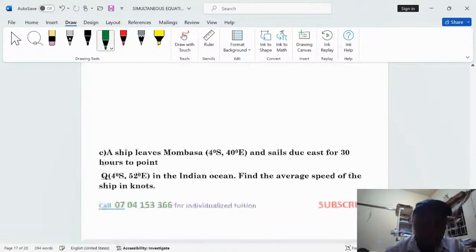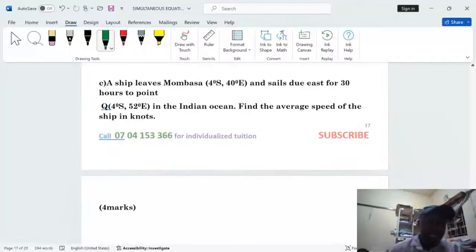To finish up, we have a part C here. C says that a ship leaves Mombasa 4 degrees south, 40 degrees in the east, and sails due east for 4 hours to point Q, which is also 4 degrees in the south, 52 in the east. Therefore, moving from 40 to the east and finding ourselves at 52, still in the east, this is to mean that we have moved to the east, and the angle difference between the two places we will subtract. Find the average speed of the ship in knots.